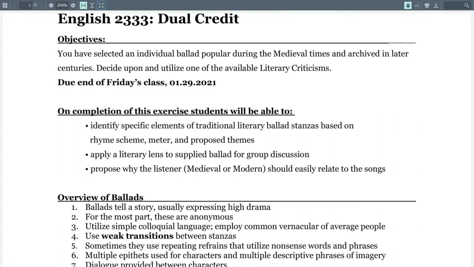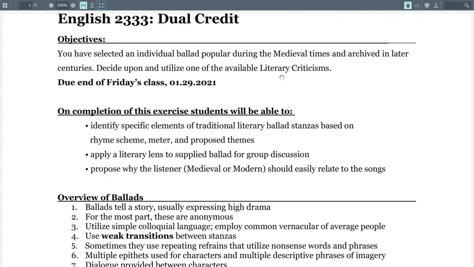you will have selected an individual ballad. Okay, these are all popular from medieval times. These all were archived in the later centuries. One in particular is marked as being performed as a song in the early 1900s. But that's when it was first archived, the musical concept behind the poem. It had been passed on generation to generation for a number of years.